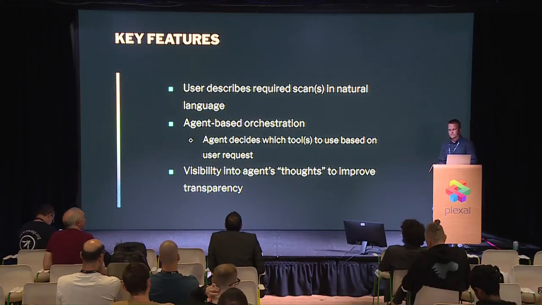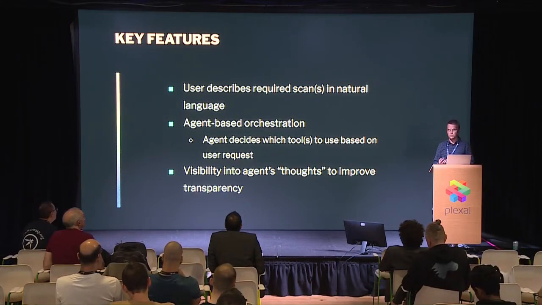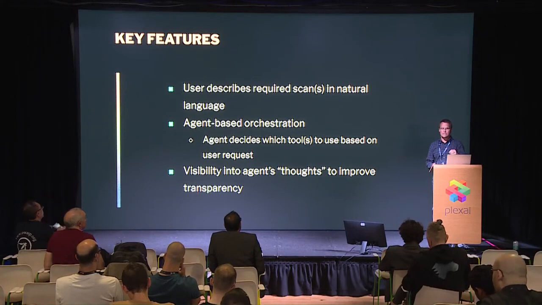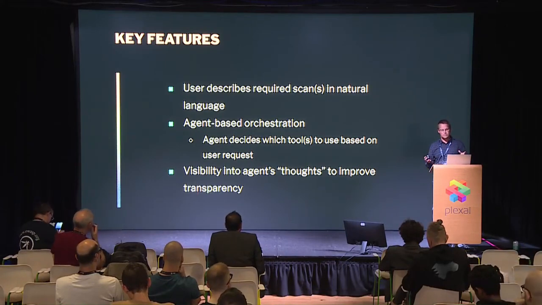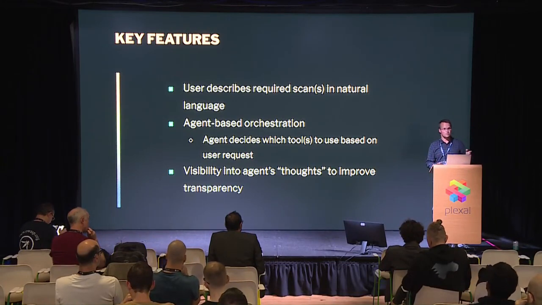So what this demo does, the things to look out for: I'm going to provide a description of some scans that I want to perform as a security analyst or junior pen tester. But I don't know any of the command line arguments that I need. I might not even know the names of the tools that I actually need to run. It doesn't matter. The agent, based on the description, will look at the intent of the user, and it will decide which tools to run and the order it's going to run them in to achieve the goal that we've set it.